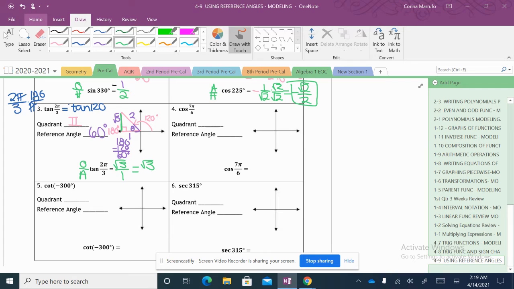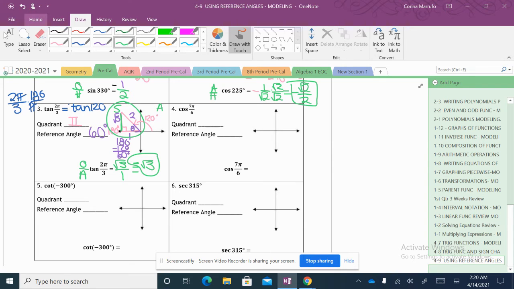And before I forget, I need to figure out what sign it is. So we do all students. That means that only sine is positive. So that means that since we have tangent here, it should be the negative square root of 3. All right, the next one.